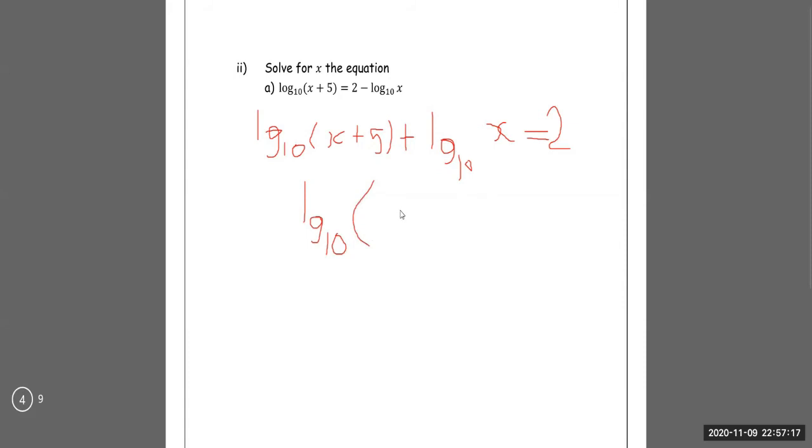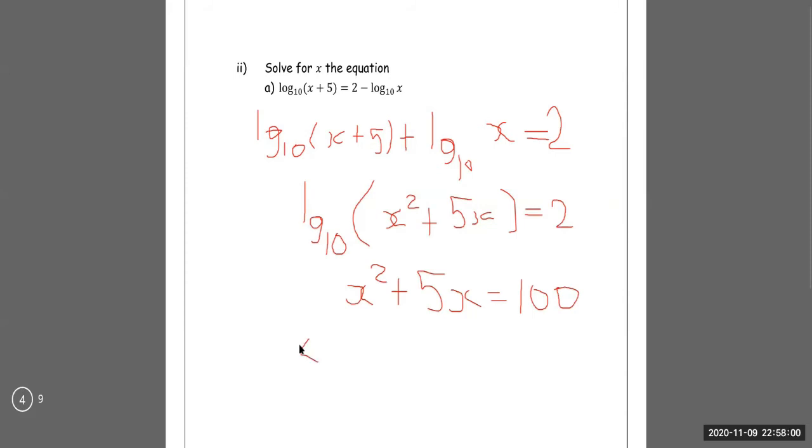So we multiply them, what are we getting? We'll get x squared plus 5x. X squared plus 5x is equal to 2. Absolutely right. So what do we do next? We do x squared plus 5x is equal to 10 raised to the 2. Very good. 10 squared, which is 100. You are absolutely right.